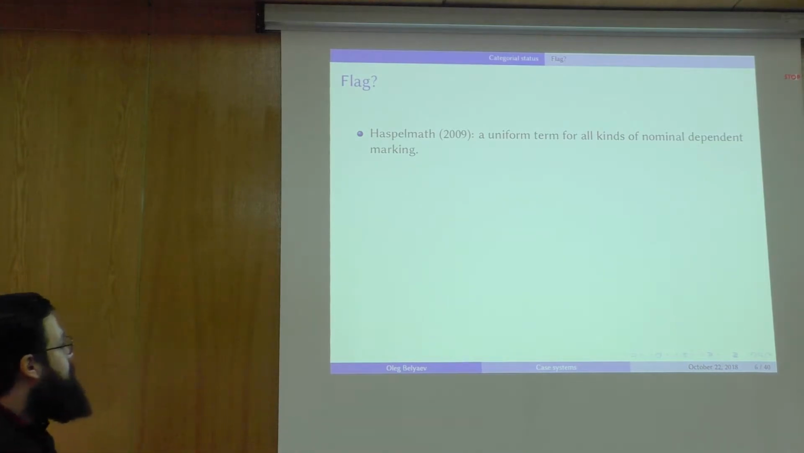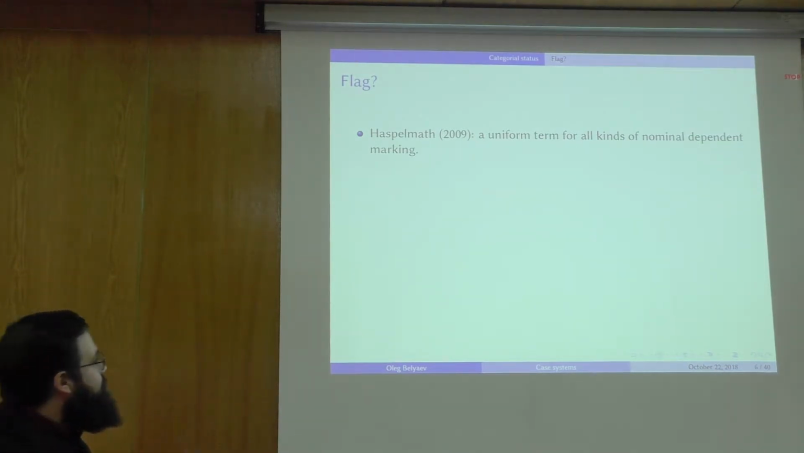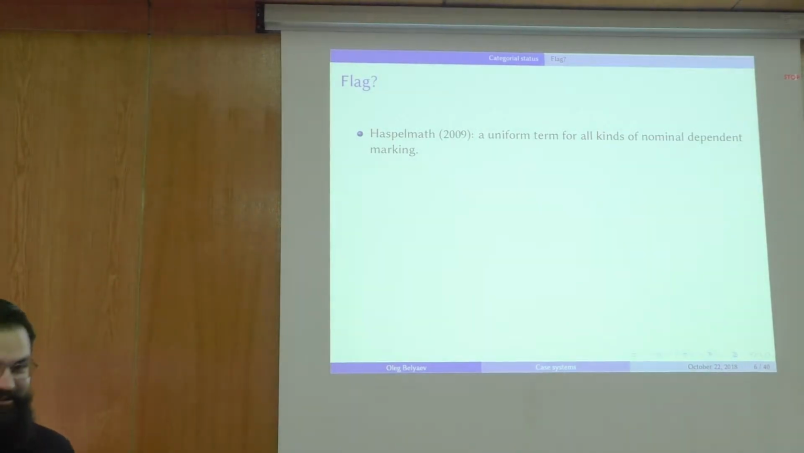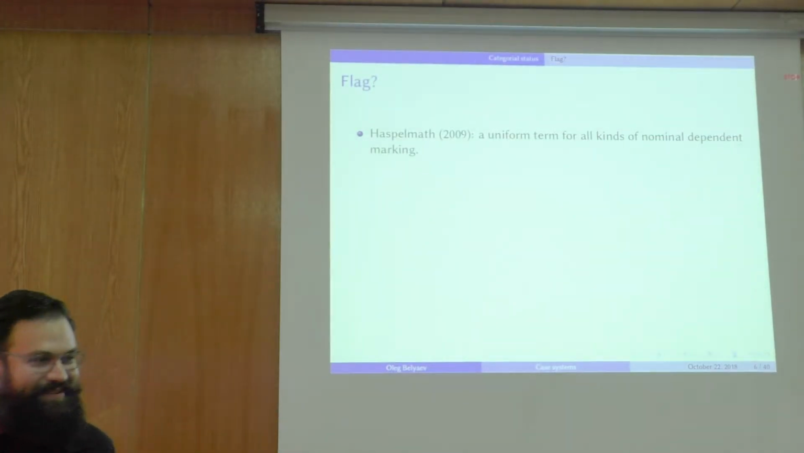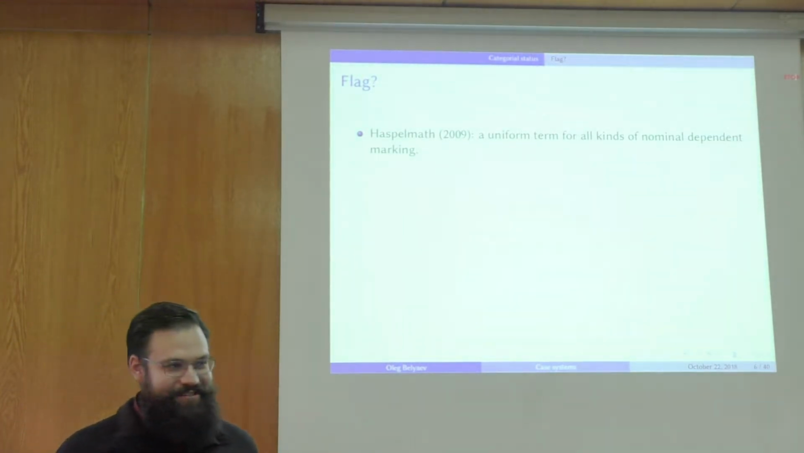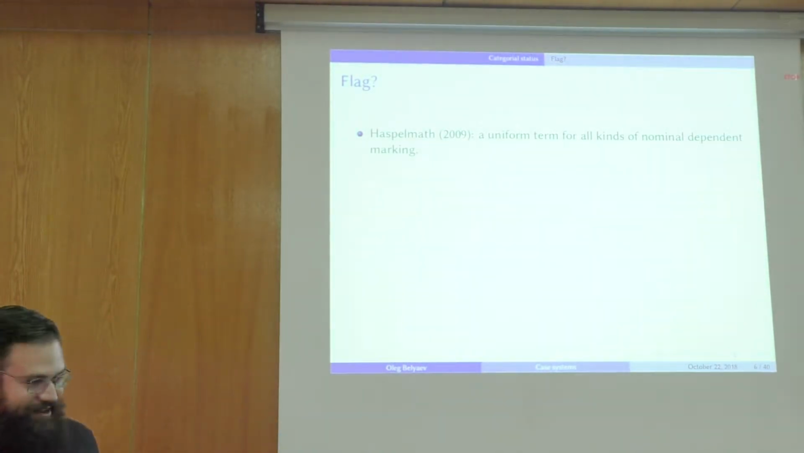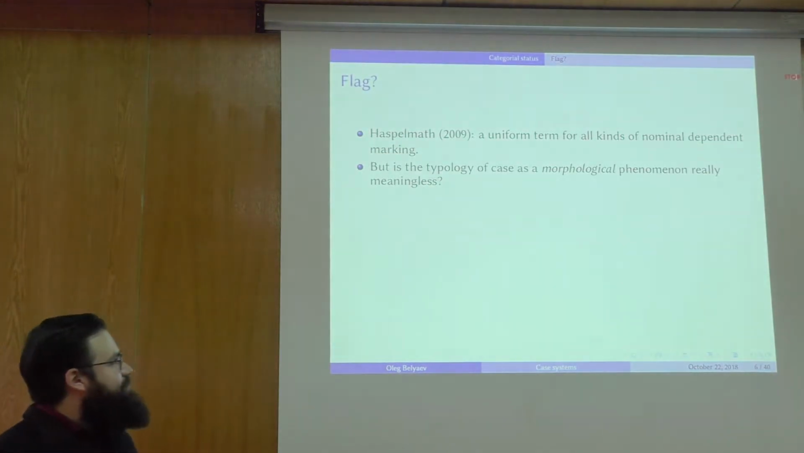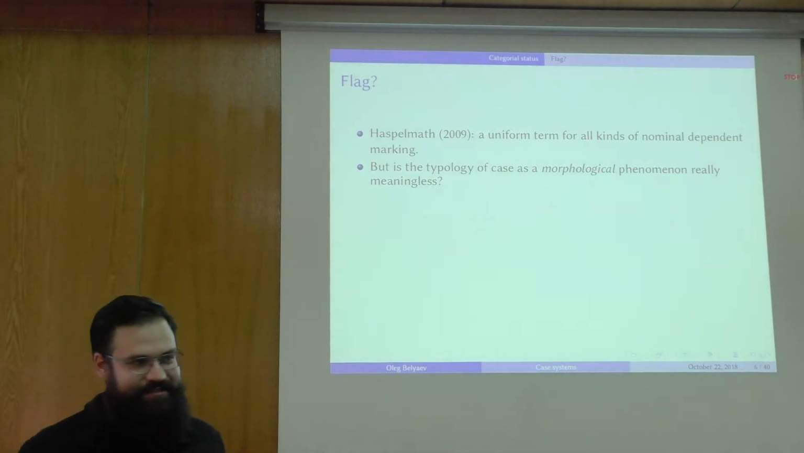A proposal by Martin Haspelmath, which has been adopted by quite a few typologists, is to abandon the term case as a cross-linguistic notion, as is typical for Martin. He proposes a new term, flag, which is supposed to cover all kinds of NP-dependent marking, both cases and adpositions. But is the typology of case as a morphological phenomenon really meaningless, as this seems to imply?